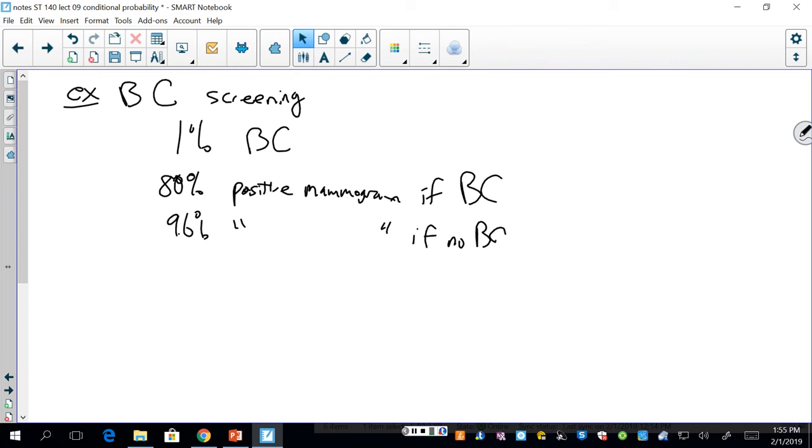How would they know that they don't have breast cancer? Well, they probably follow up, do more extensive tests and things like that. Maybe do a biopsy or something. So that's 9.6%.